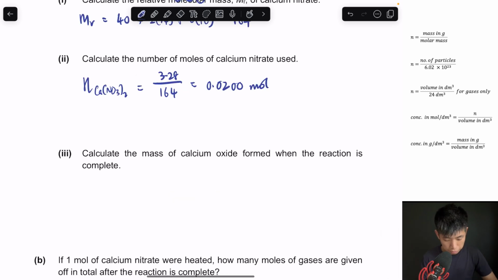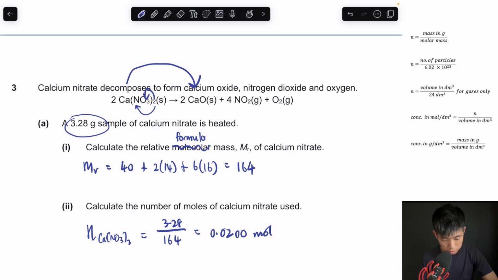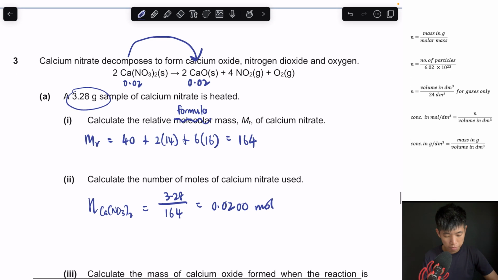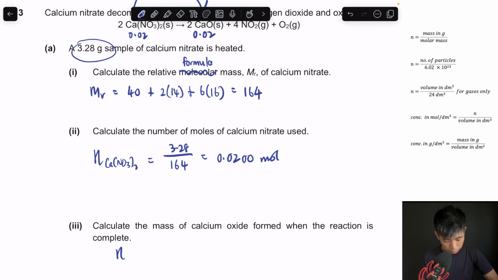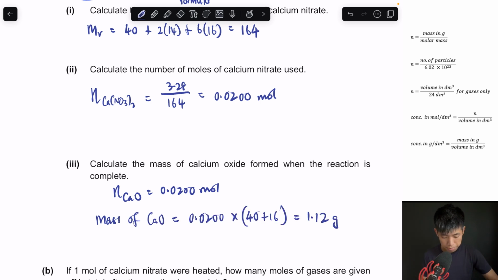Mass of calcium oxide formed. So we are comparing here to here. Whenever you cross the bridge, go over from the left to right, you compare the mole ratio. So 0.02 is to 0.02 because it's a 1:1 ratio. Okay, so the number of moles of calcium oxide is also 0.02 mole. Therefore, the mass of calcium oxide would be 1.12 gram.